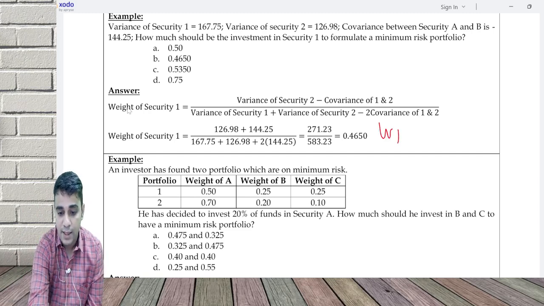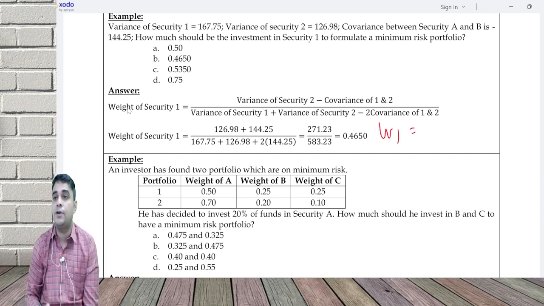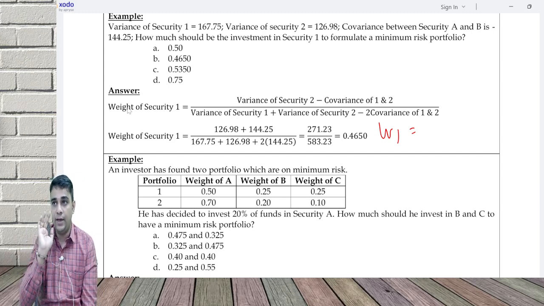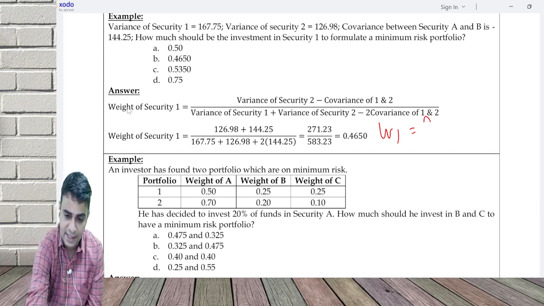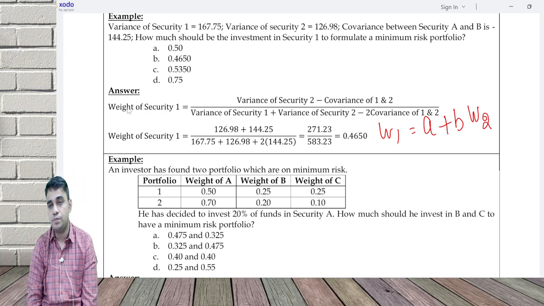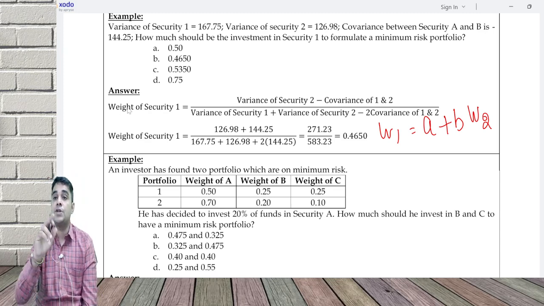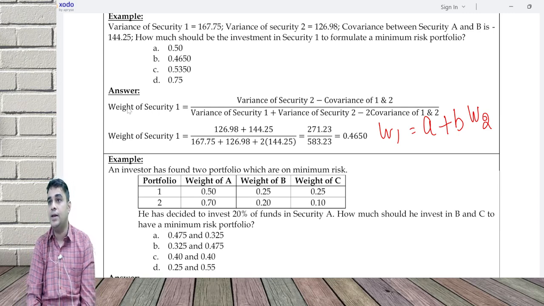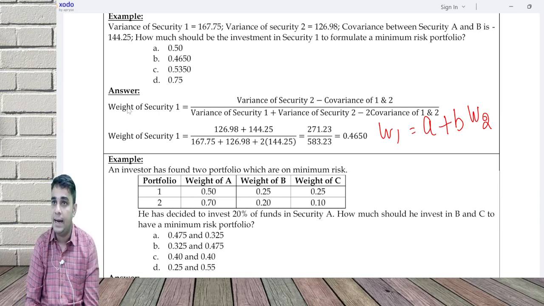Let's call it weight of 1. Weight of 1 is equal to, don't call it security A, weight of 1 is equal to A plus B into weight of 2. I'll form an equation between A and C. Why not A and B? Because that was the example earlier, I had this example only. So let me form an equation between A and C.